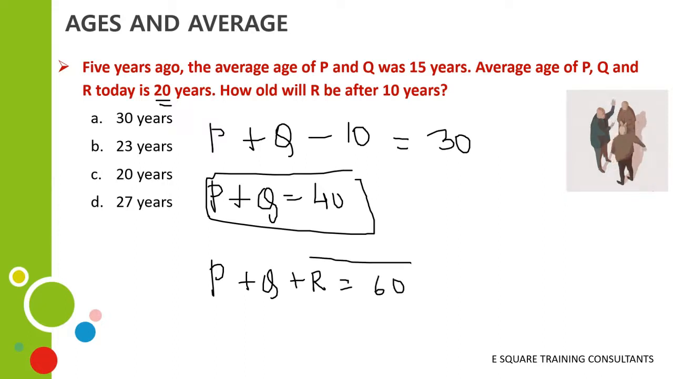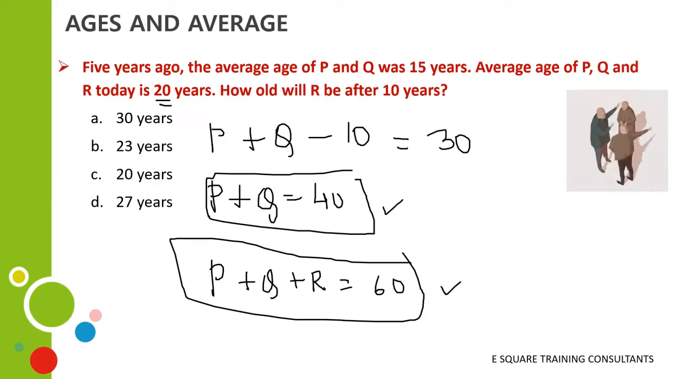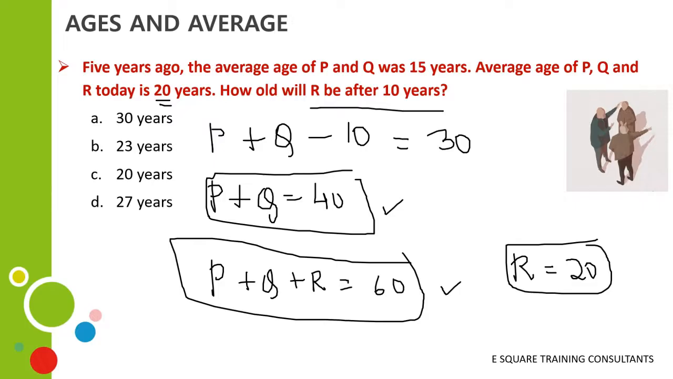So I've got the second equation. Now I have two equations relating P and Q, and P, Q and R. So from these two equations I can easily say that the present age of R will be 60 minus 40, which is 20 years. And the question here is not to find the present age of R but the age of R after 10 years. So now if R's age is 20, after 10 years it will be 20 plus 10, which is 30. So 30 years will be the correct answer.